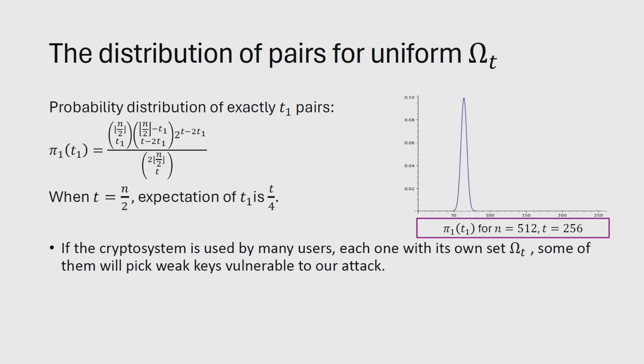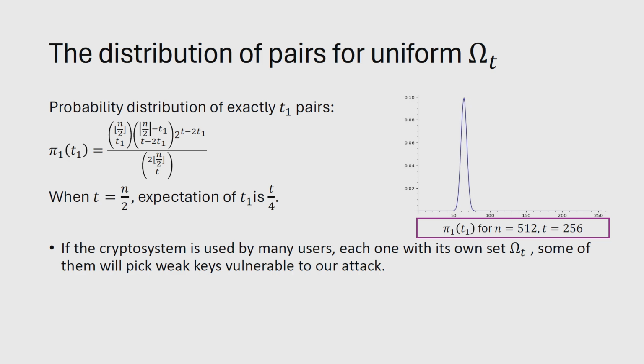Now it only remains to see how the distribution of inverses behaves. For that, we use a standard combinatorial argument. In the numerator, the first part counts the ways you can choose the T1 pairs, and the second and the third in the numerator count the ways of choosing the unpaired elements from the remaining part. And the denominator is the number of ways you choose T elements out of n. Now, when T is n by 2, the expectation of T1 is going to be T by 4. And this is what I have in the plot for a parameter set used in the literature. For example, when n is 512 and T is 256, this peak sits at this T by 4 value.